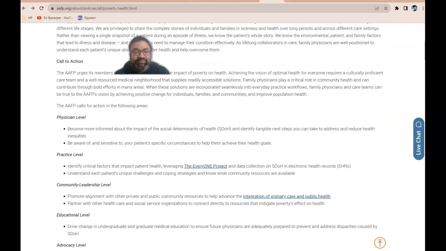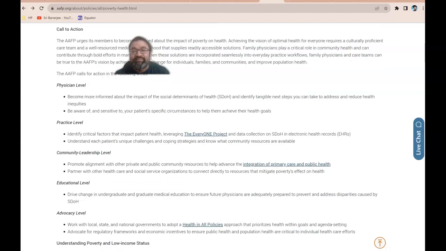Practice level: identifying critical factors that impact patient health, leveraging the Everyone Project. The community level, and I'm going to show you some of these links that are there. They're very helpful. Community leadership level: integrating primary care and public health, which is more and more taking place. And then the educational level, and then the advocacy level, health in all policies, and that is prioritizing health within goals and agenda setting.